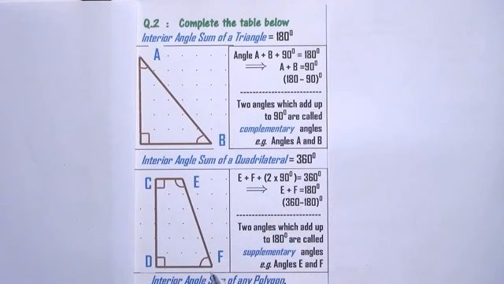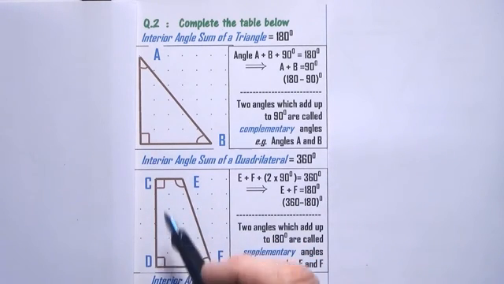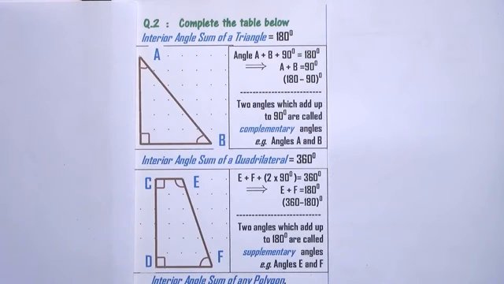In this quadrilateral, I have two right angles. Well, they will account for 180 degrees. So the other two angles, E and F, will total 180 degrees. Now, where you have two angles that total 180 degrees, they are called supplementary angles. So angles E and F are supplementary.